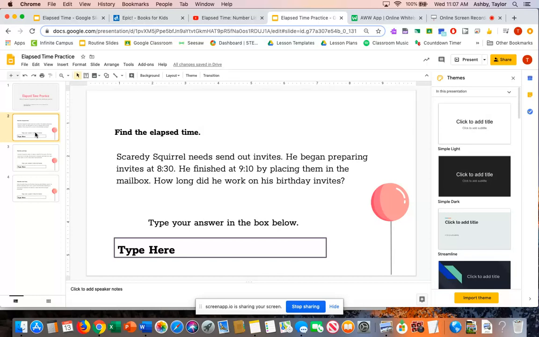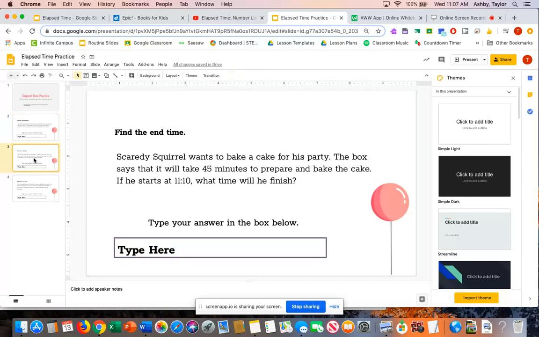The first problem, you're working to find the elapsed time. So you'll be able to put your start time and your end time on your number line. You'll make the jumps to figure out how much time happens in between. Your answer to how much time happens in between will go here in this text box that says type here. You can delete the part that says type here and then put your answer instead.